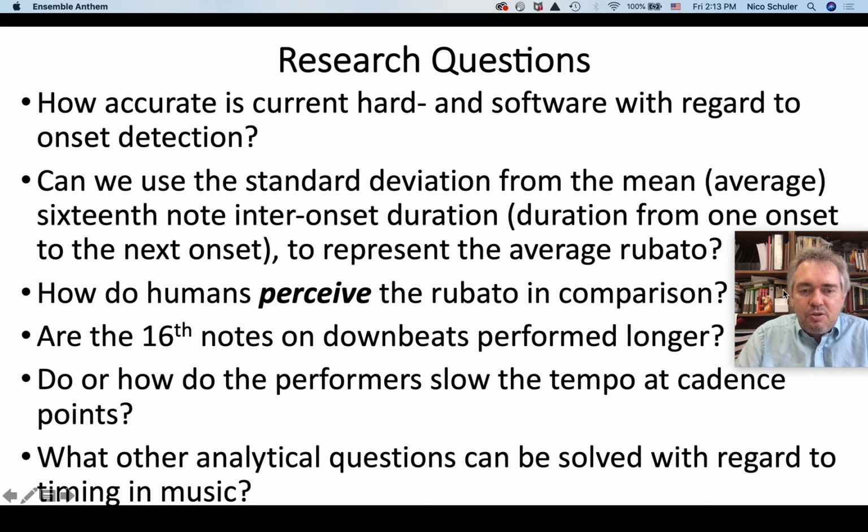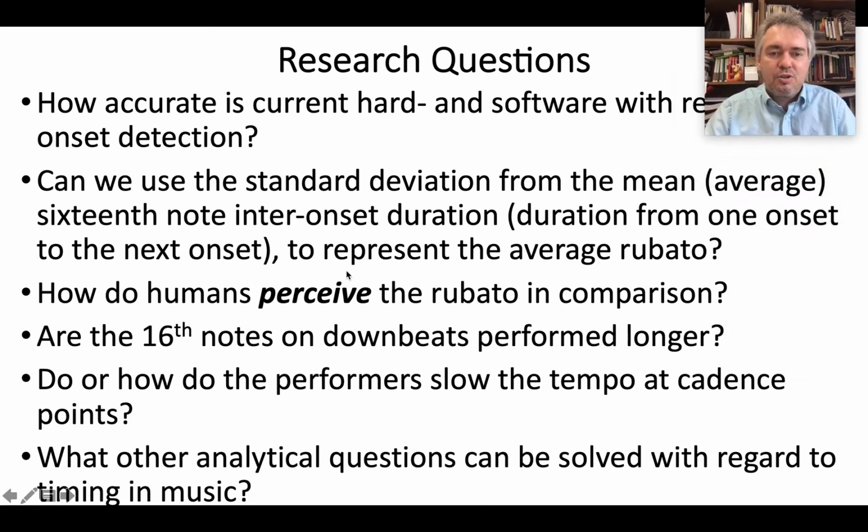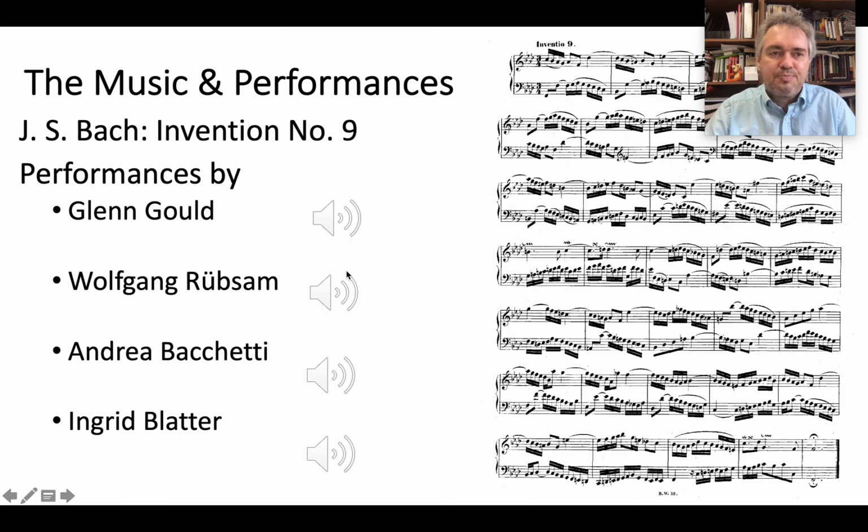How do humans perceive the rubato in comparison? Are the 16th notes on downbeats performed longer? Or how do the performers slow the tempo at cadence points? And what other analytical questions can be solved with regard to timing in music? So some of the same questions as before, but many of the questions are very specific to rubato.